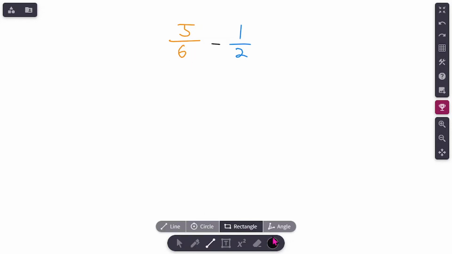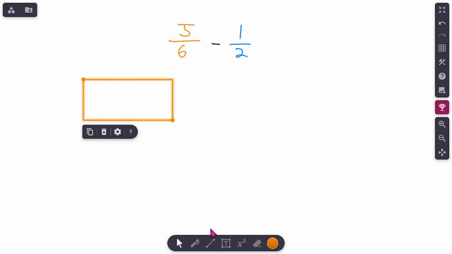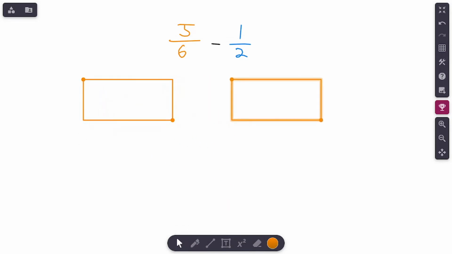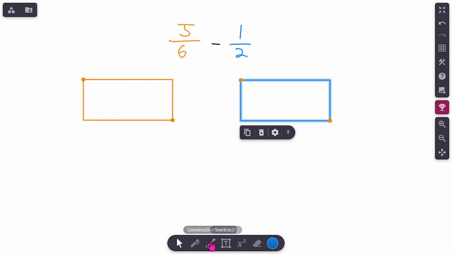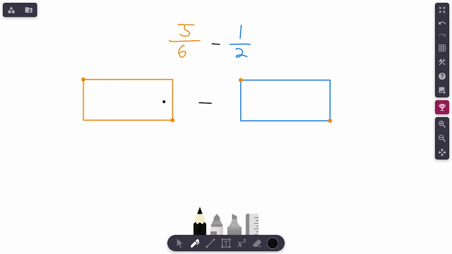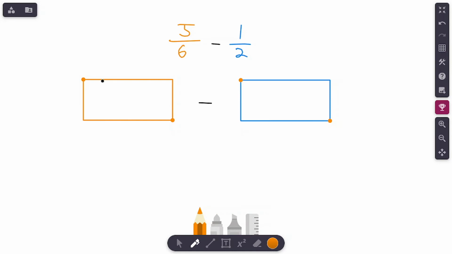First model I'm going to draw is my orange rectangle. You know what? Let's do it. Let's draw 5/6. I'm going to move it over a little bit. And I'm going to copy it. And we're going to represent 1/2. Again, the way I'm going to set it up is I'm going to do vertical first and then horizontal. So I'm going to represent 5/6 vertically.